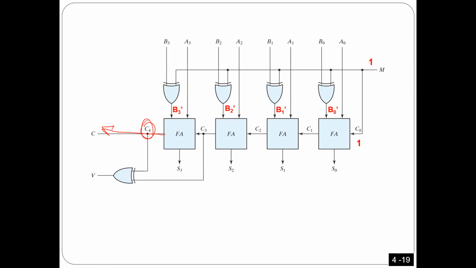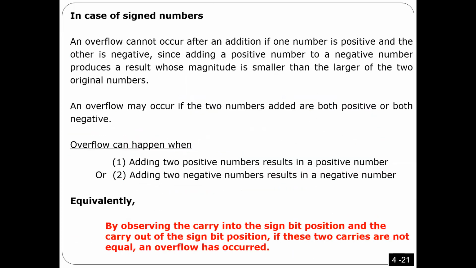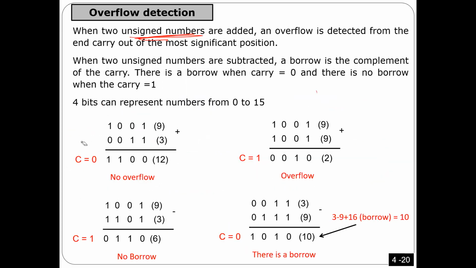Okay? Now, let's take the second case. The numbers are unsigned, and now I'm doing subtraction, not addition. How can I know? In this case, we don't call it overflow. We call it borrow. So this is the second case, in case of unsigned numbers. I'm not going to call it overflow. You will understand why, but it's not overflow, we call it borrow.